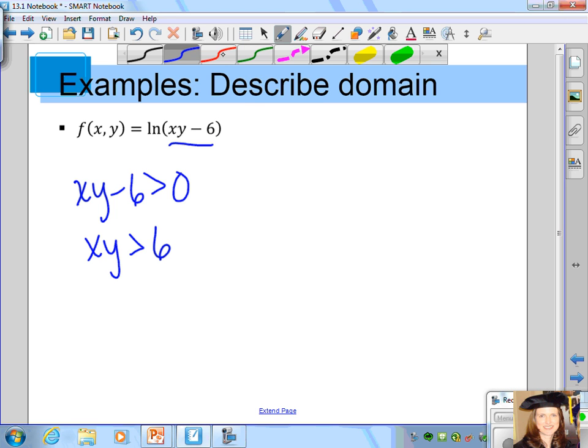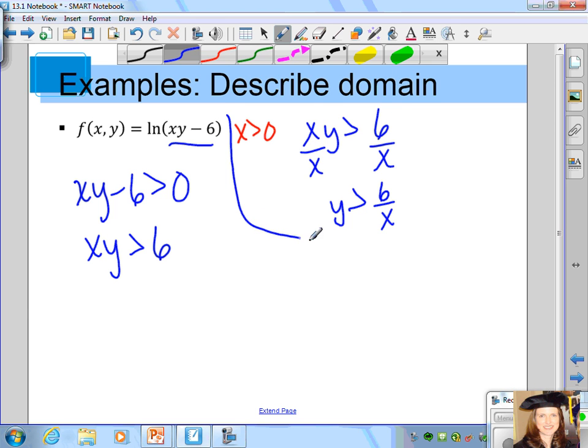So let's suppose we're going to say that if x is greater than 0, in other words, x is positive, then this inequality, xy greater than 6, when we divide by x, and you're dividing an inequality by a positive, the direction of the inequality does not change. So we have y is greater than 6 over x. That's if x is greater than 0.